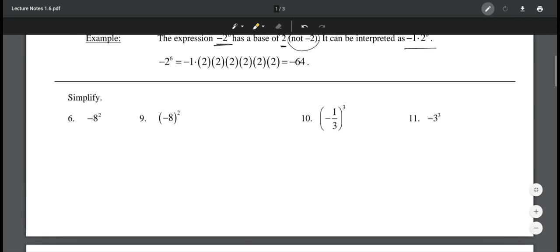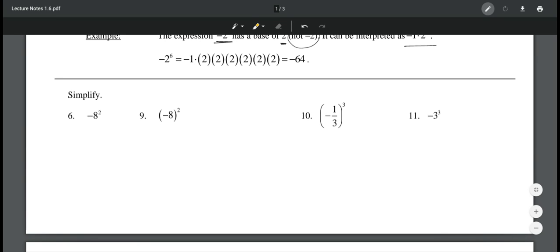So in these 4 examples, we're going to go over the use of parentheses versus not having parentheses. In the first example, I do not have any parentheses, including the negative with the 8. So I should be thinking -1 times 8 squared, and that's -1 times 64, which is -64. Now in the second example, it looks very similar to number 6, but it is not similar to number 6 because I have the negative included in the parentheses.